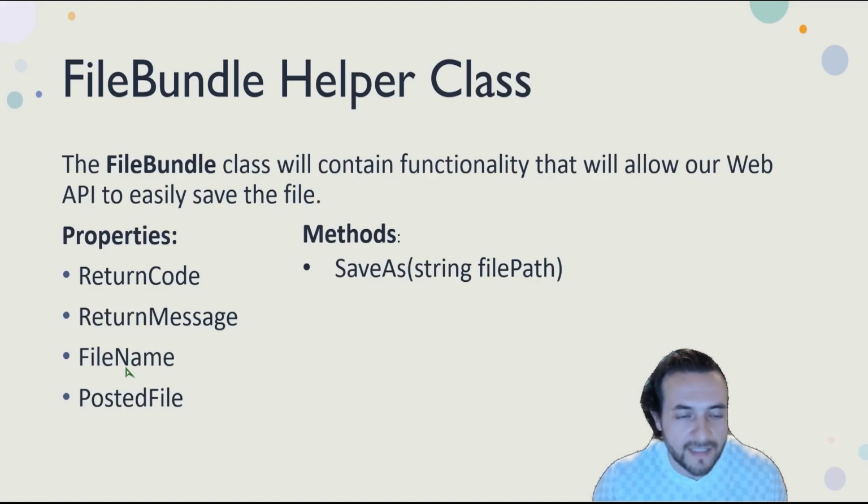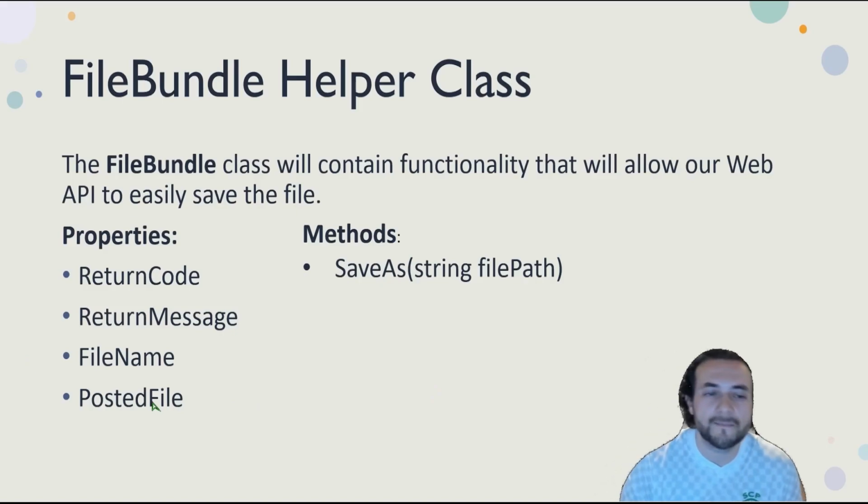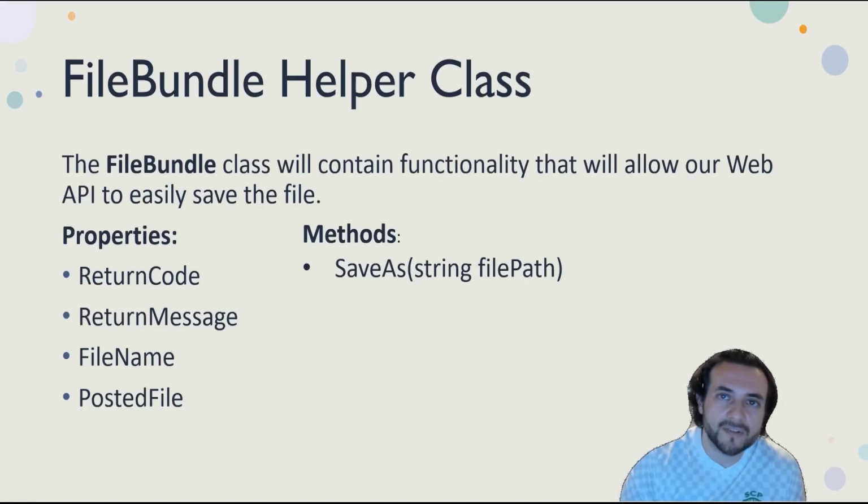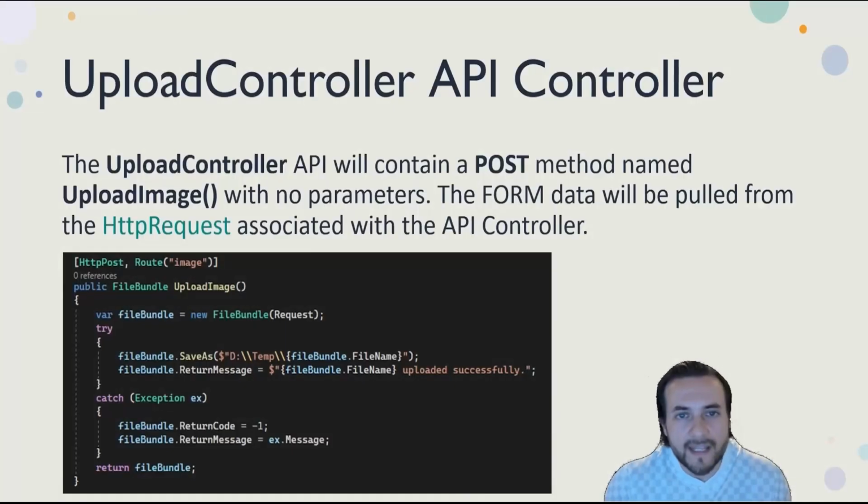File name is going to contain the file name that's posted, and posted file is going to contain an IFormFile. It's in .NET Core. That's how the file gets posted, and that's how you can access its properties. And then we'll finish off by actually creating an upload controller.